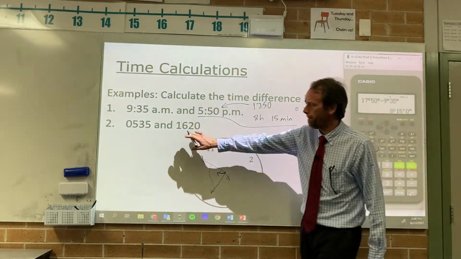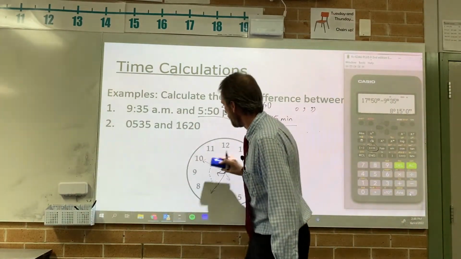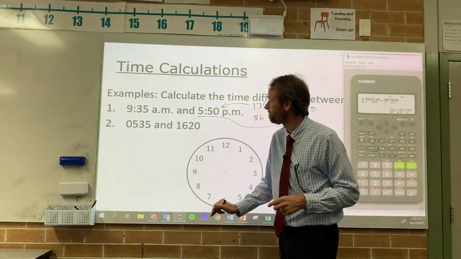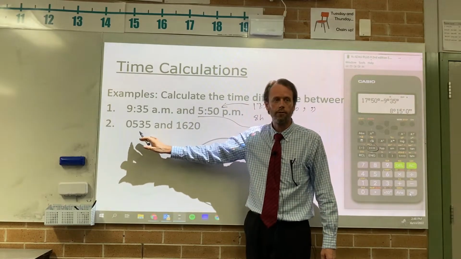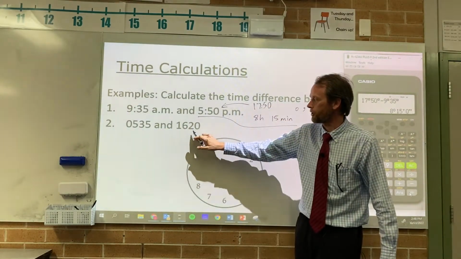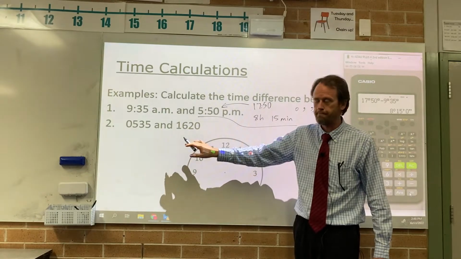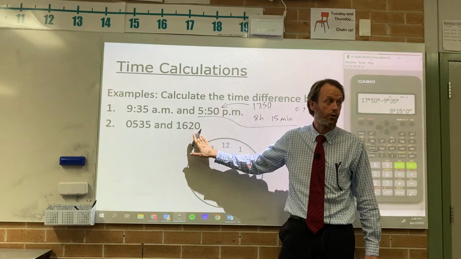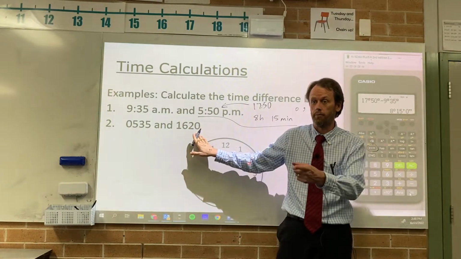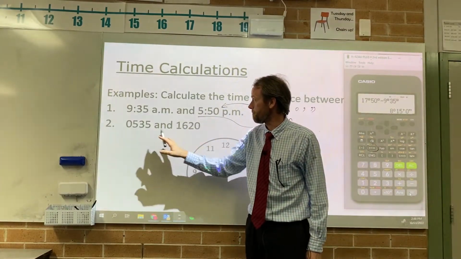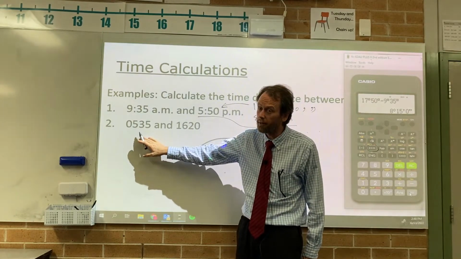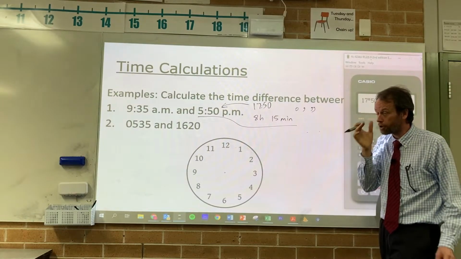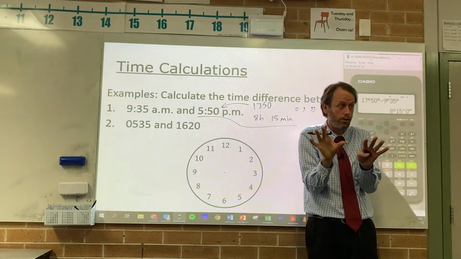What about this second one? It's in 24-hour time already. Hopefully you know how to convert to 24-hour time. But we're going from 05:35 to 16:20. All right? Now, just quickly looking at it, what do you think your answer should be near? Yeah. 12 o'clock? Yeah. 16 minus 5? Maybe not 12, maybe 11. Yeah? Okay. So 16 minus 5 gives us 11. So it should be roughly around that 11 hours.